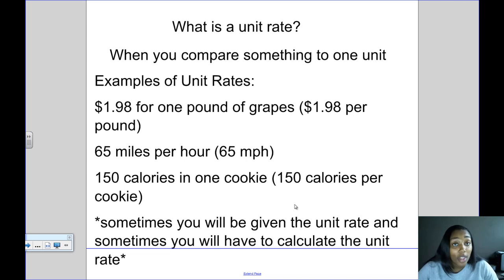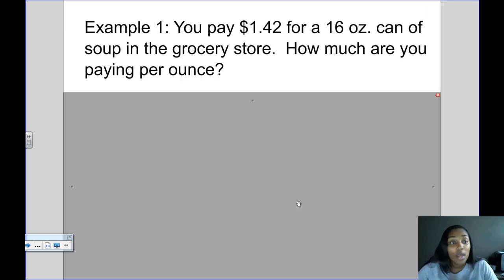Sometimes you're going to be given the unit rate, and sometimes you're going to actually have to calculate the unit rate. It just depends on what the question is asking you. So in this example, you're going to pay $1.42 for a 16-ounce can of soup at the grocery store. The question is, if you're paying $1.42 for 16 ounces, how much are you paying per ounce? How much are you paying for every ounce of soup in that can?